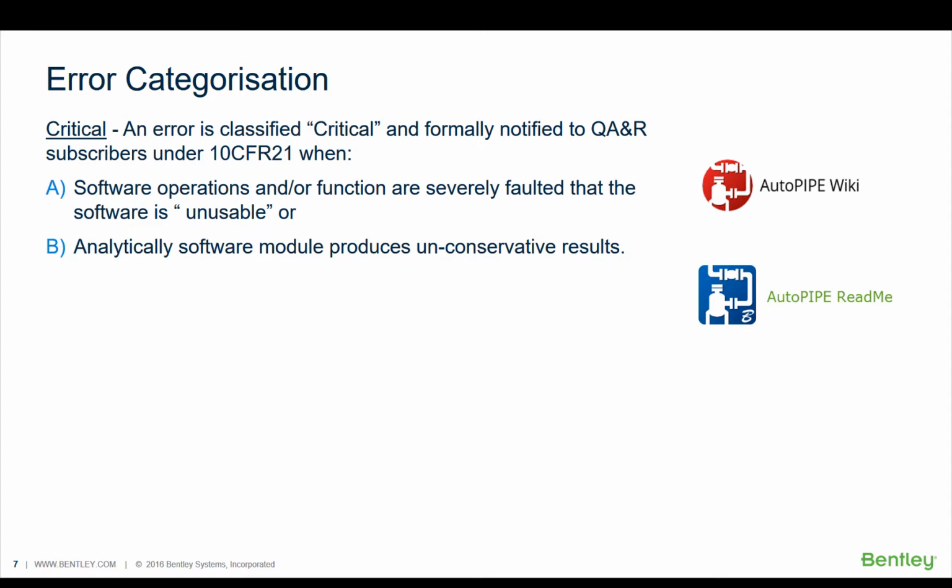Any critical errors in our QA&R released version are formally notified to our nuclear users in line with the 10 CFR 21 requirements for those who subscribe to the QA&R program, due to the unconservative nature of them. A full detailed report is available to QA&R subscribers to ensure that they are aware of the impact on their design and how to mitigate any problems. These errors are assessed and repaired without delay.